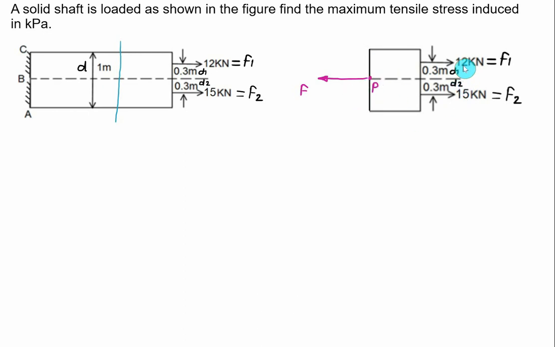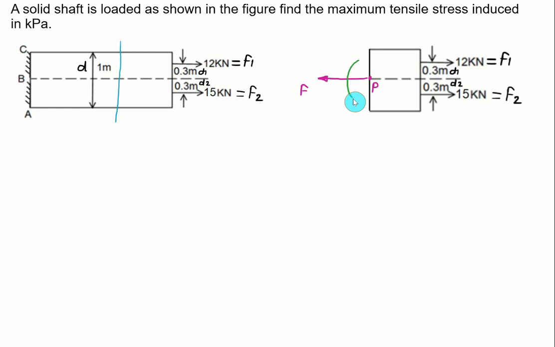So one moment is clockwise: 12 multiplied by 0.3 is 3.6, and the second moment is anti-clockwise: 15 multiplied by 0.3, that equals 4.5, which means anti-clockwise is more. So in this case we'll assume the moment at this point. Since the anti-clockwise is more, we have to show the moment at this point is a clockwise moment.